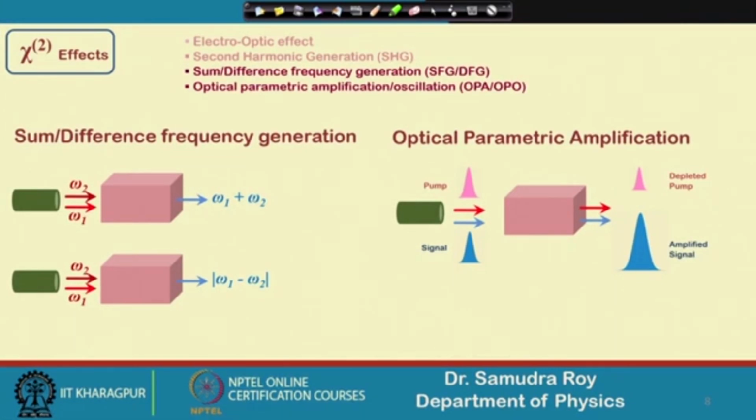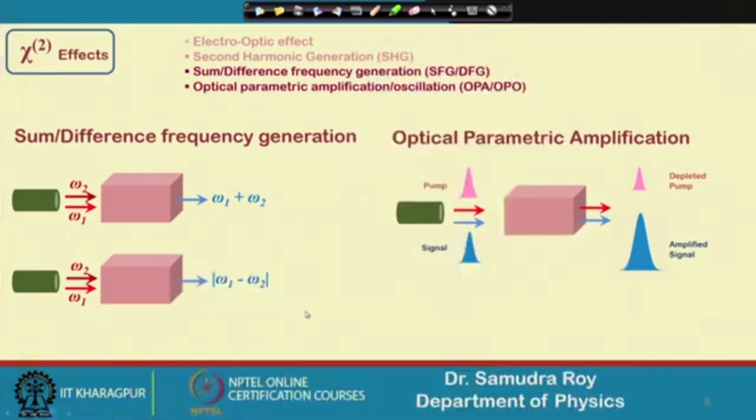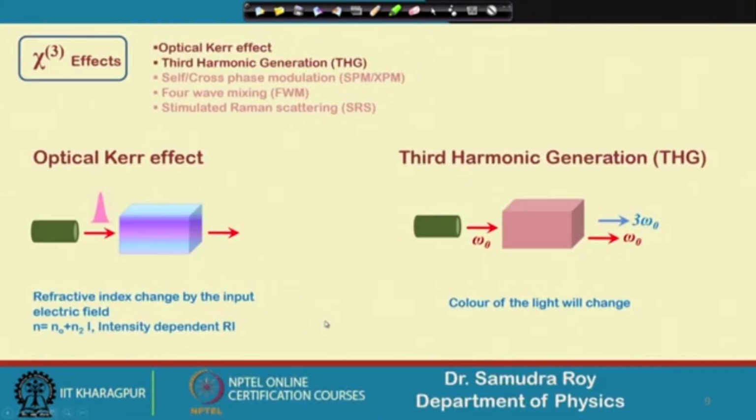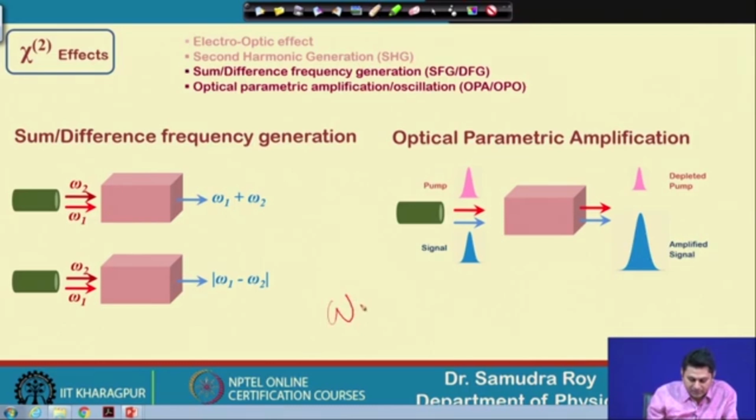So, the next two phenomena we will discuss under the chi2 effect are sum and difference frequency generation. This is important because in the previous case we found that if I launch an electric field omega, I am getting a frequency, say 2 omega, that is double of that frequency. In that case I launched just one electric field, but here I am going to launch two different electric fields with two different frequencies.